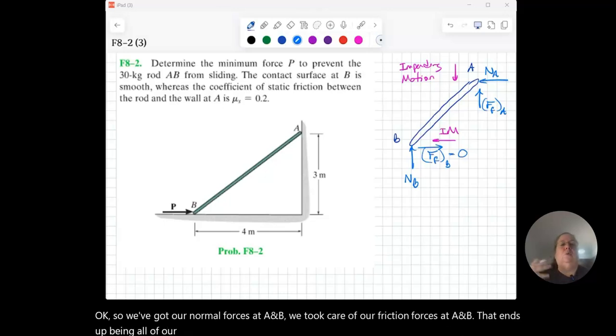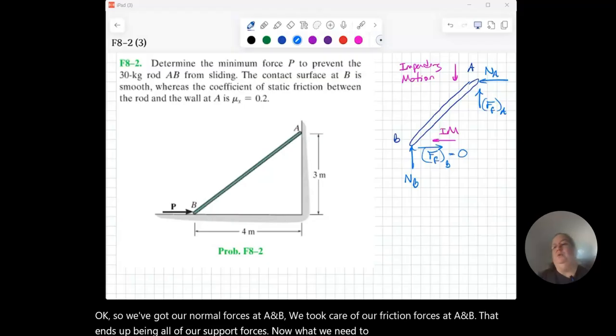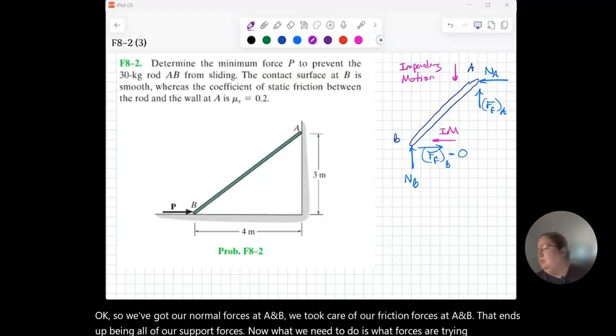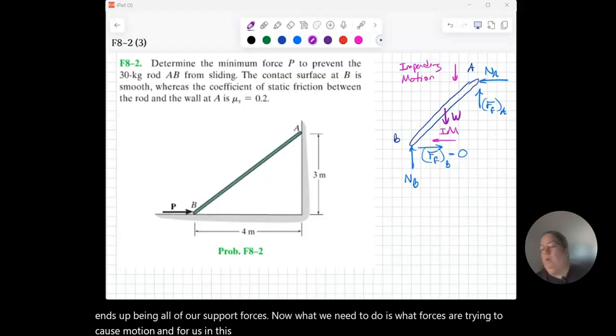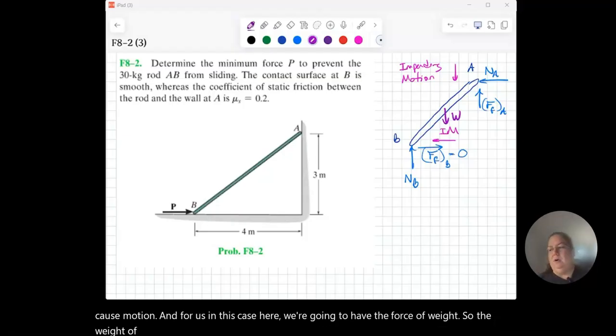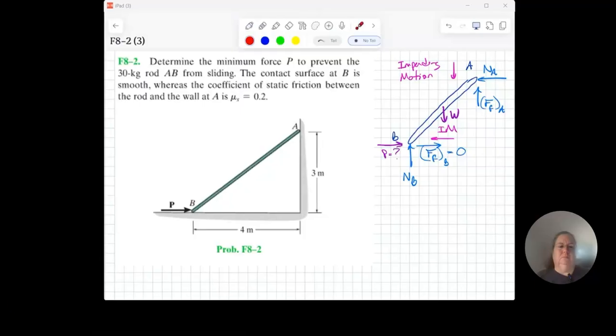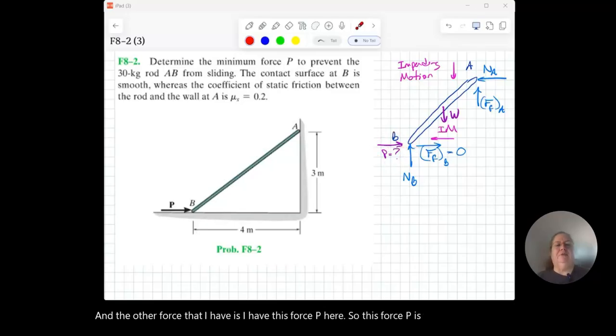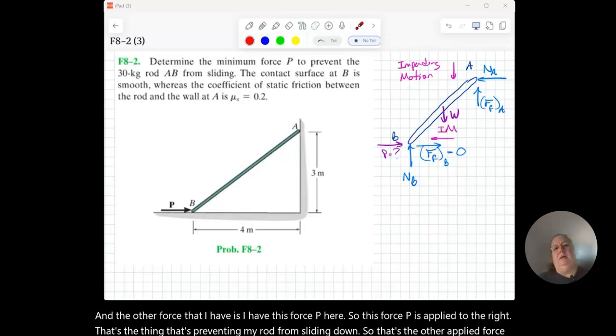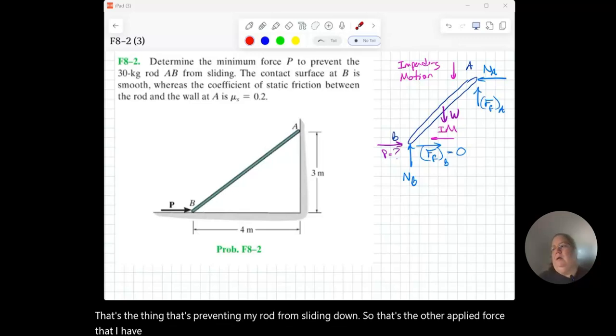Now what we need to do is figure out what forces are trying to cause motion. For us in this case, we're going to have the force of weight, so the weight of my rod trying to pull it straight down towards the earth. And the other force that I have is this force P here. This force P is applied to the right. That's the thing that's preventing my rod from sliding down. So that's the other applied force that I have in my scenario here.